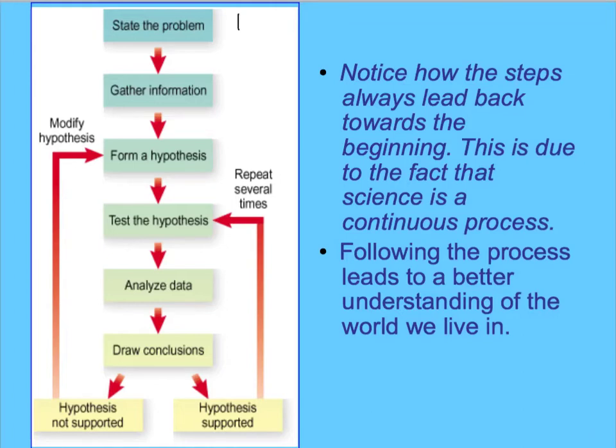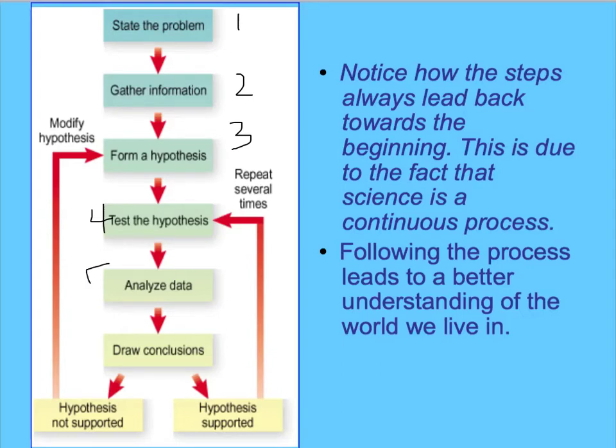So, number 1, state the problem. From your problem, you're going to want to gather information about your problem. So that's step 2. Step 3, you form a hypothesis or an educated guess as to what you think the solution to the problem is. From there, you're going to go to step 4, which is testing your hypothesis. You're going to come up with some experiments or investigations where you can actually test your hypothesis.